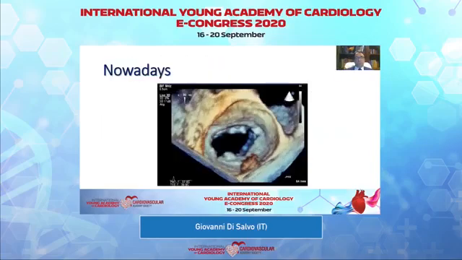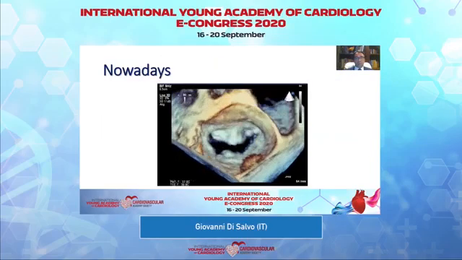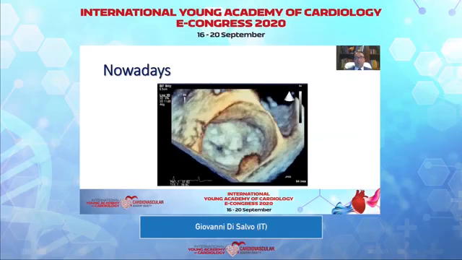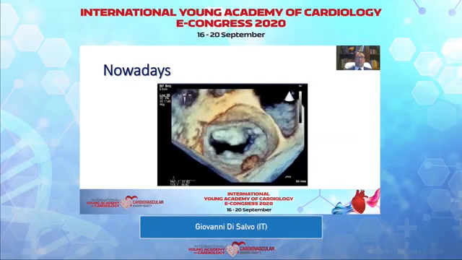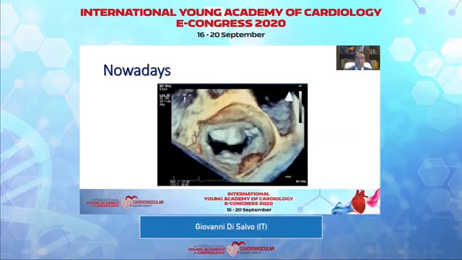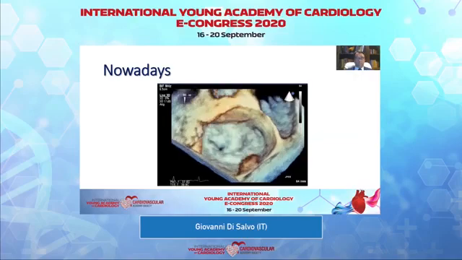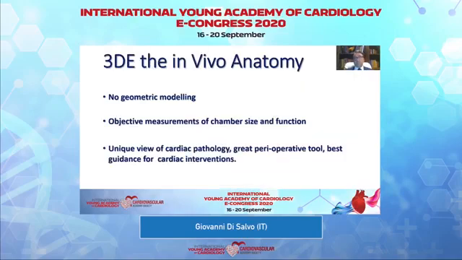But nowadays, we can see the mitral valve on 3D. We can see all the commissures, we can see the scallops, we can see the neighbor structures, we can see the mitral valve from the atrial level, from the ventricular level, and so on. And nowadays, 3D echocardiography is standard of practice, is inside the clinical arena, because we don't need geometrical modeling.